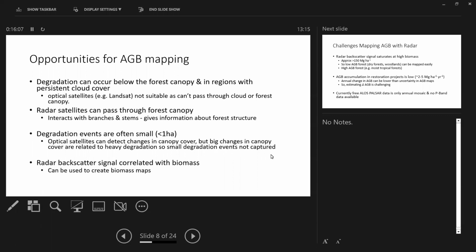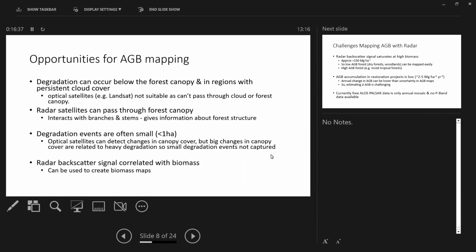These degradation events are often also really small. It can be of less than a hectare, so it might be a single tree that's cut down. And again, optical sensors that are being used to map degradation often look at changes in canopy cover. So that's really only going to be looking at big changes which relate to an actual change in canopy cover that's related to a heavy degradation event. So we probably won't be capturing these smaller events particularly well.